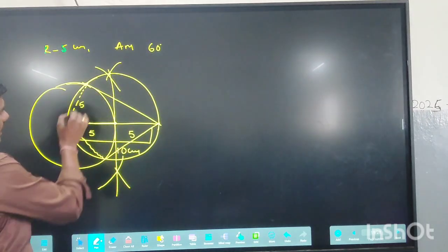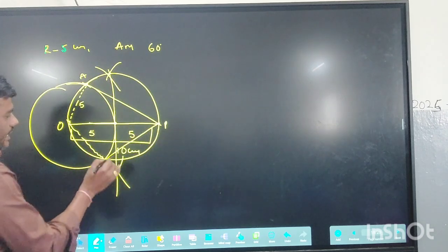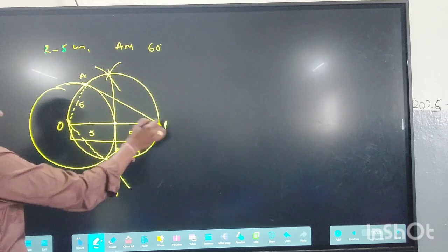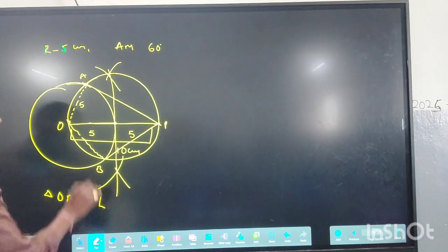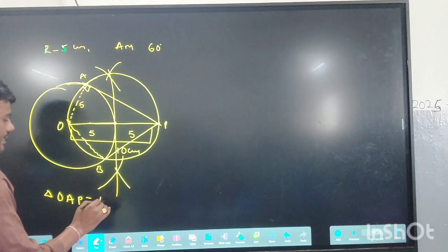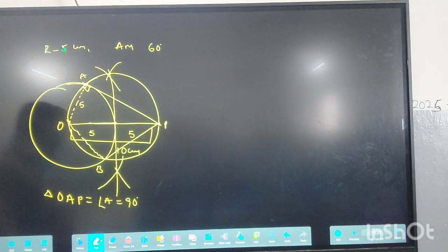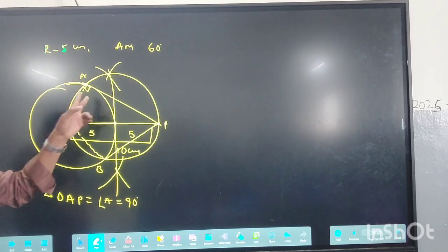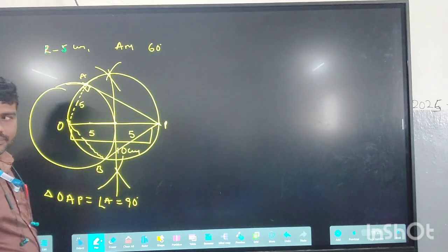So here the radius is 5. Suppose this is O, A, P, B. Do verification also. Triangle OAP, angle A here is 90 degrees. Angle A equals 90 degrees. Why? Because this is the point of contact of the tangent, so it equals 90 degrees. This 90 degrees means this is the hypotenuse only.